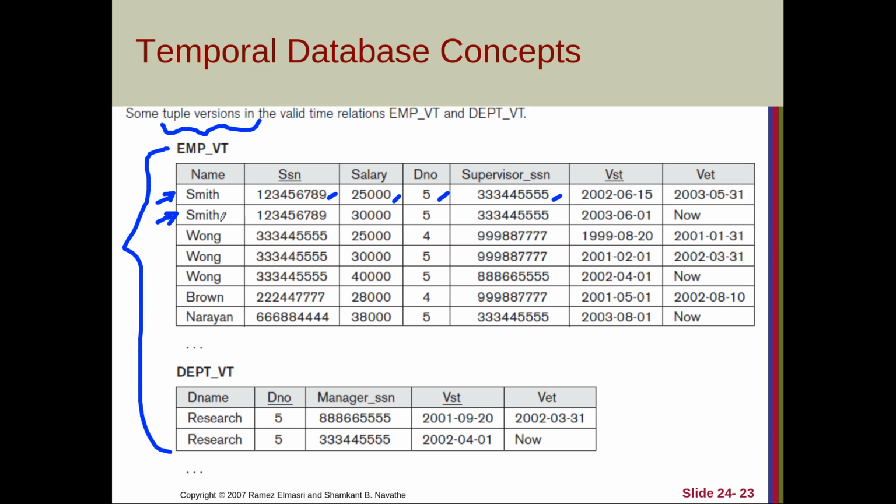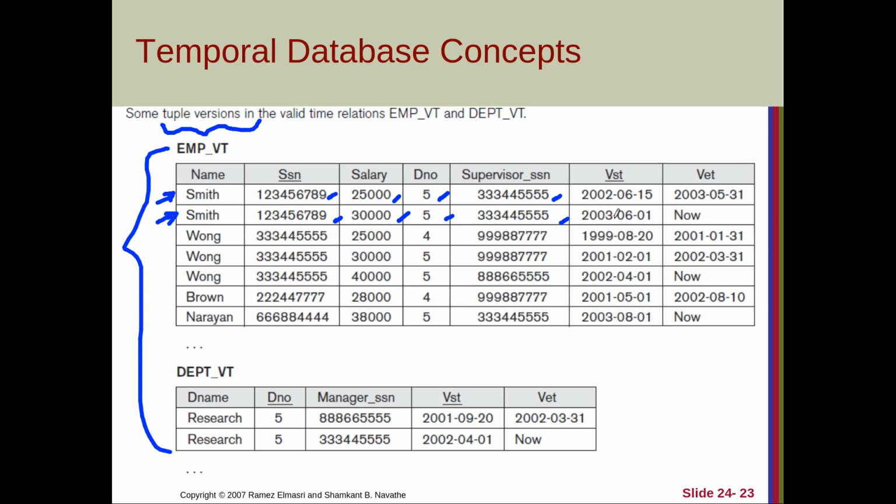Look at the difference. Smith remains with the same SSN. Now look at the salary. His salary was modified to 30,000 from 25,000. He is again working in department number 5, and his supervisor is also the same. Up to 31/5/2003 he was having 25,000. From the next date, 1/6/2003 onwards, he got a new salary. So now this is the latest tuple.